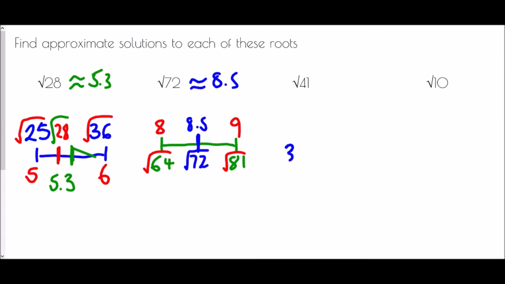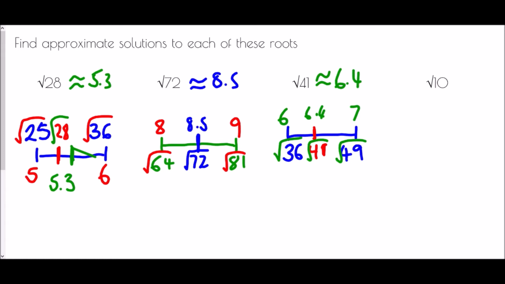For 41, again, we just want to think about which square numbers are close to 41. Well, we have 36 and we have 49, and we have our number line. Where is 41 in comparison to those two numbers? Well, it's a little bit closer to 36 than it is 49. The square root of 36 is 6. The square root of 49 is 7, and therefore the square root of 41 is going to be just between 6 and 7, but it's going to be closer to 6 than 7, possibly around 6.4.